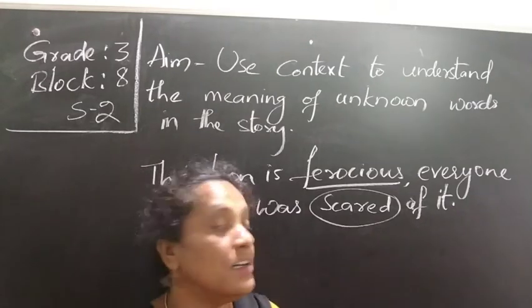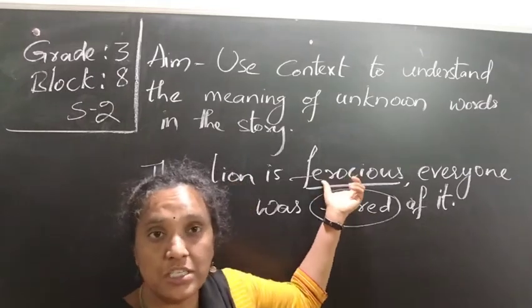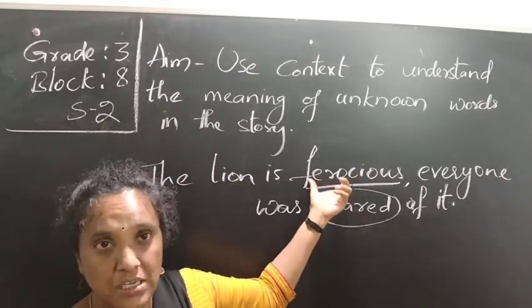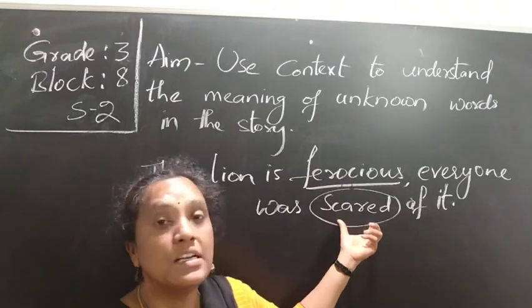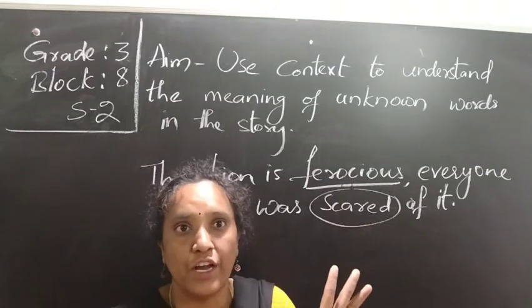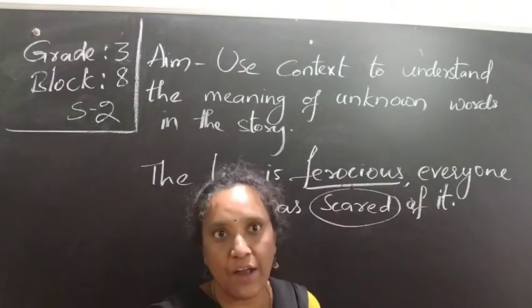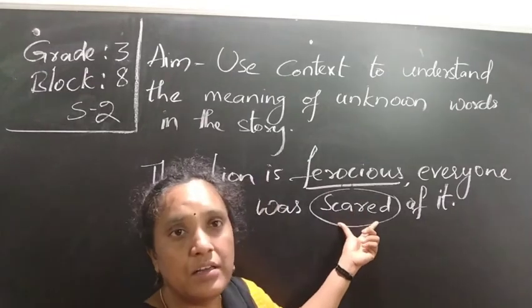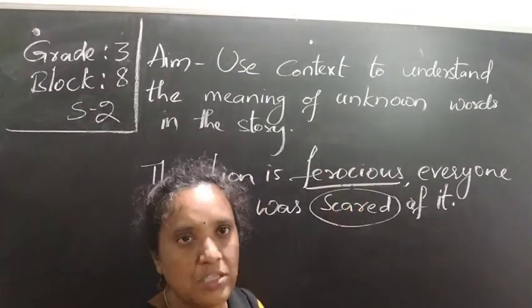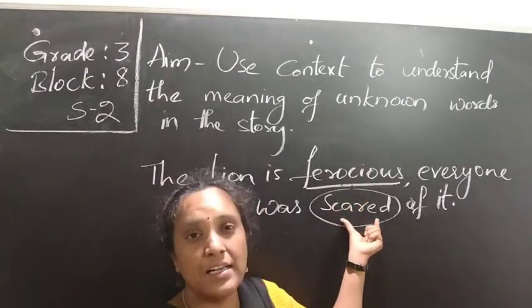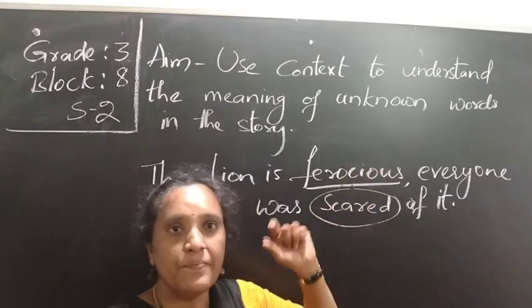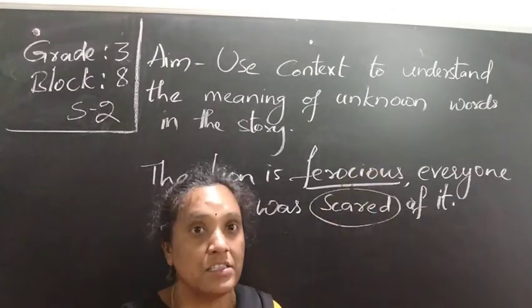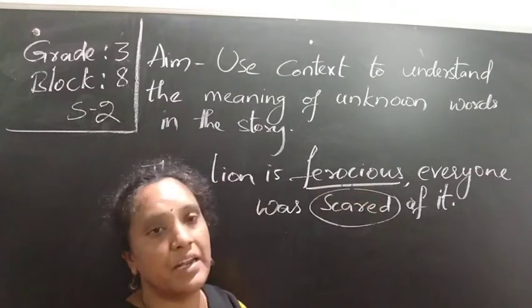It is scaring, means ferocious. The word ferocious has a meaning of scary, it's very terrific. So everyone is getting afraid of it. That is the meaning of that word. Okay, so just by seeing these words, you can say that the word ferocious means it's really terrible. Everyone gets scared of it. That's why the meaning of ferocious is scary.